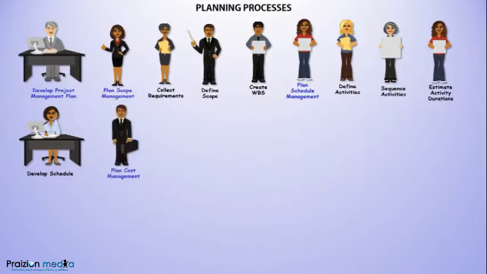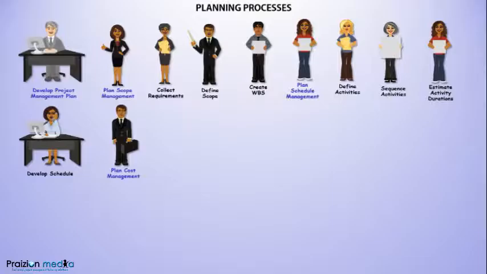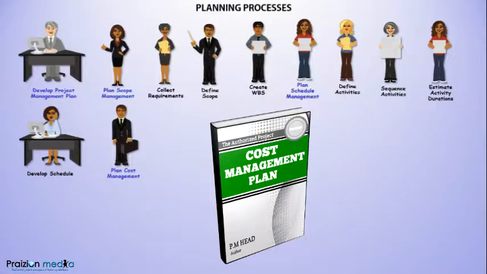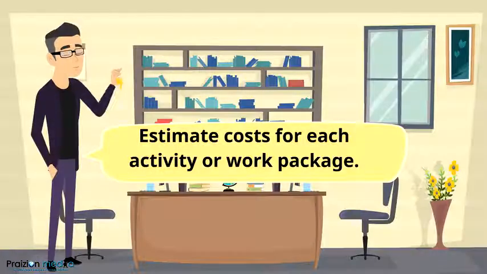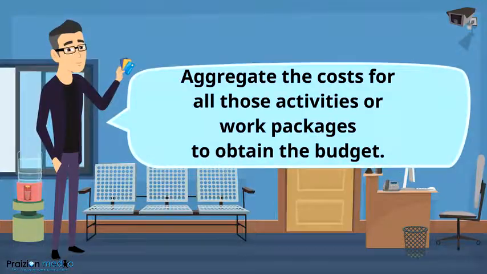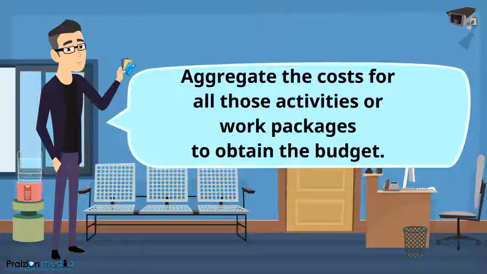Let's go to another knowledge area, the cost knowledge area. The first process here, plan cost management. Plan cost management is where a plan is developed for how cost will be estimated, budgeted, and managed. In the next process, we then estimate the costs for the various work packages or tasks in the project. The next process is determine budget. In determine budget, those cost estimates from the previous process are then rolled up into a final total amount.